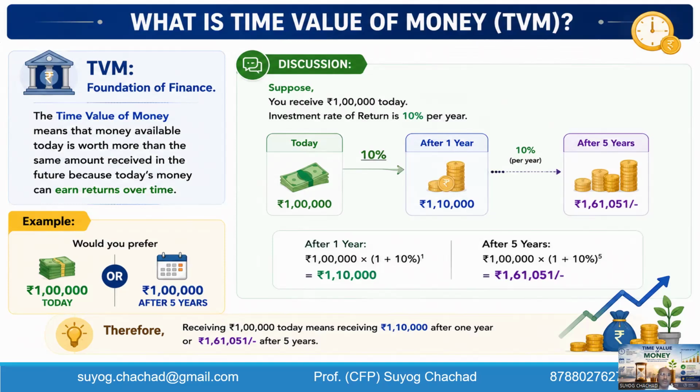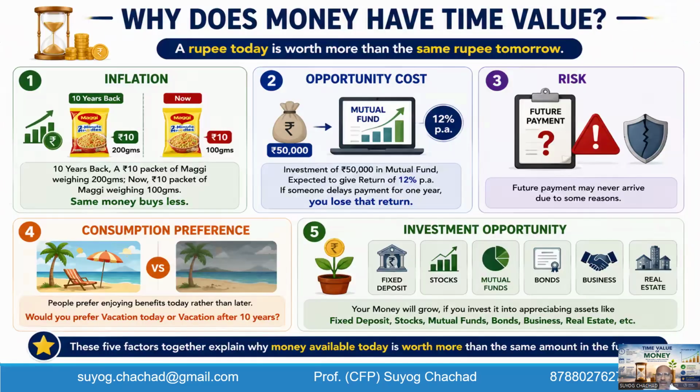Okay. Now, again, we can say, why does the time value of money matter? As we have already discussed about these factors, inflation. Again, I have taken one example. 10 years back, you were getting 200-gram Maggie at just 10 rupees. But nowadays, we are getting only 100-gram Maggie. So what has changed? The same rupees, but we are able to buy half of the quantity.